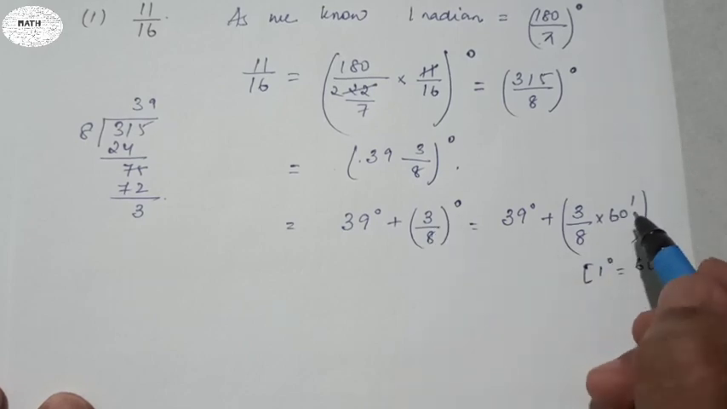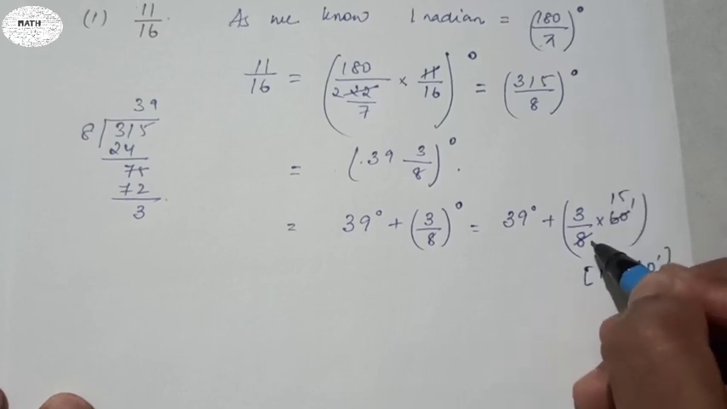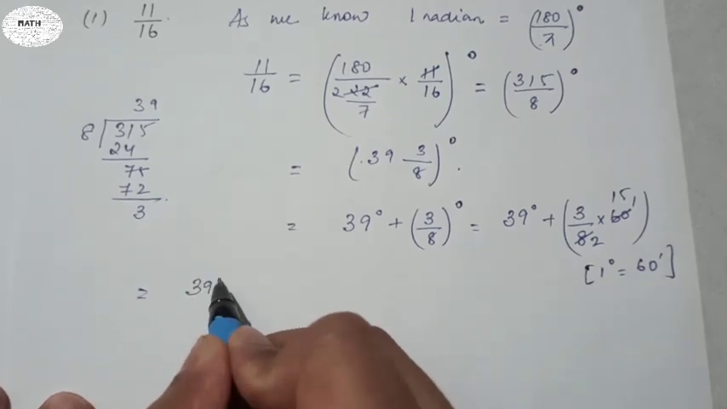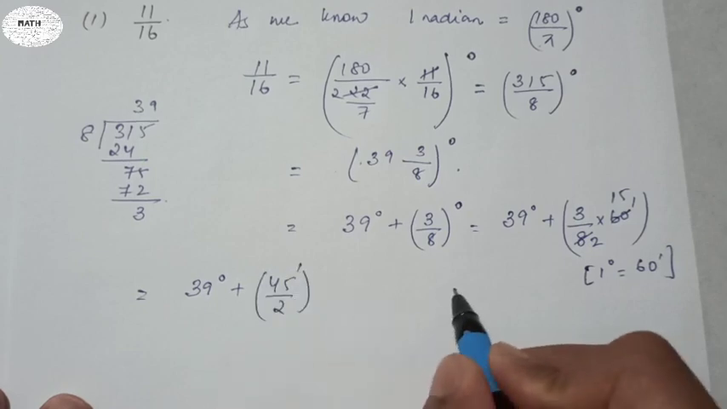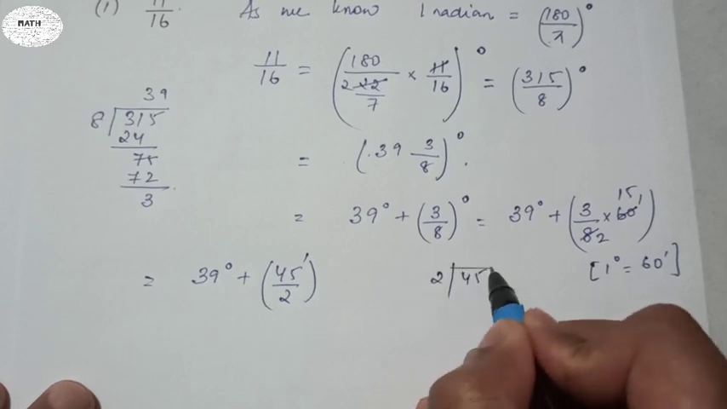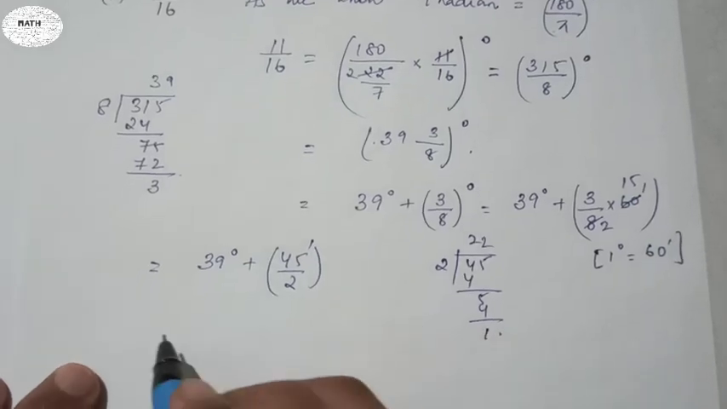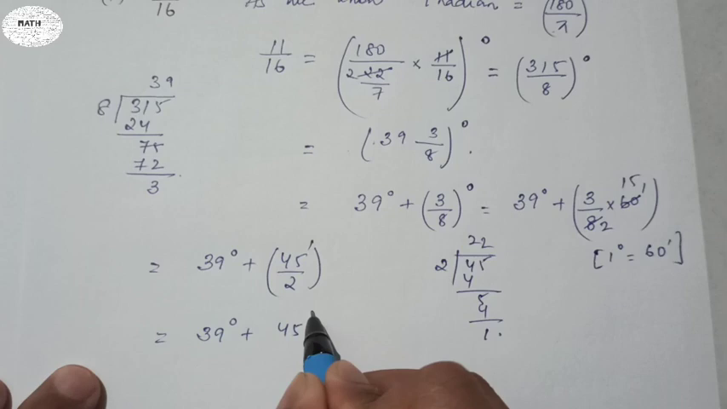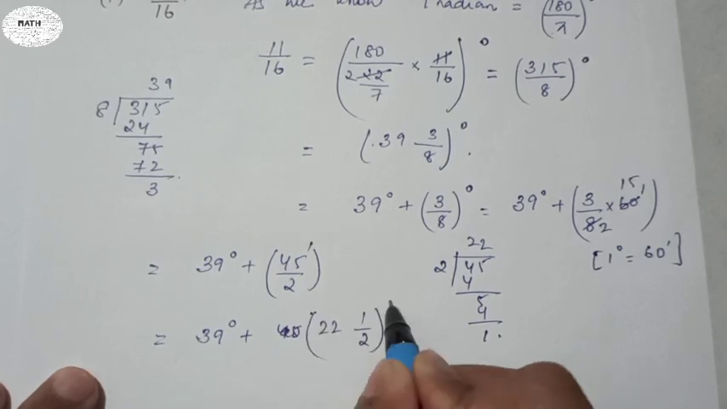I guess you're clear till there. So if you cancel, I'll get 15 and I'll get 2. So your answer would be 39 degree plus 45 by 2 minute. Now again the same thing, divide this one: 2 22s are 44, the remainder is 1. So there will be 39 degree plus 22 1 by 2 minute.